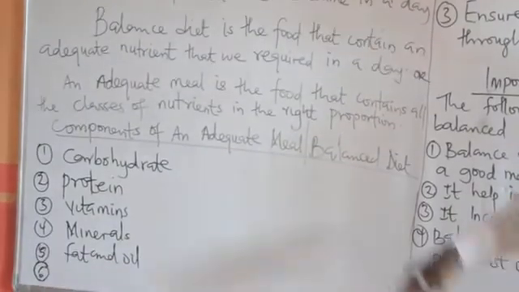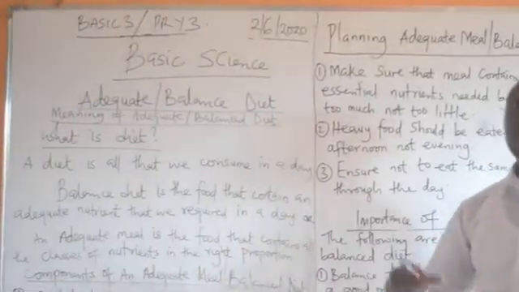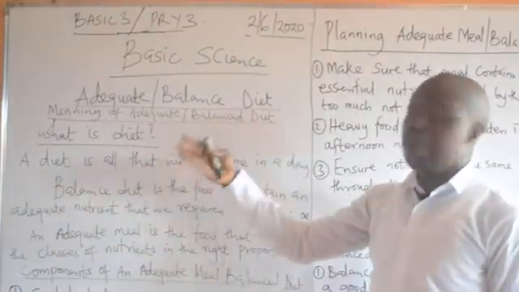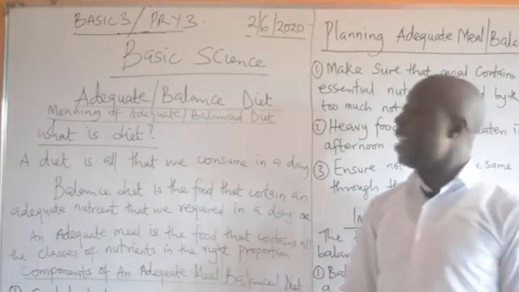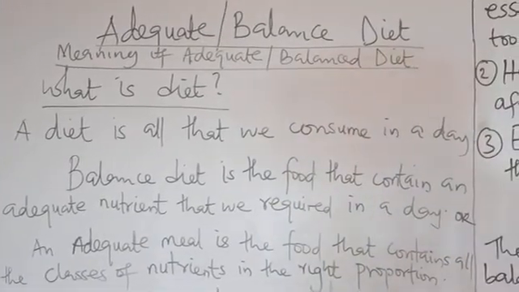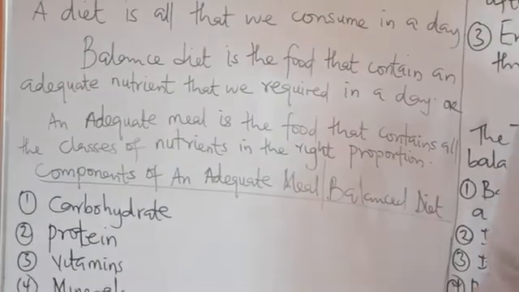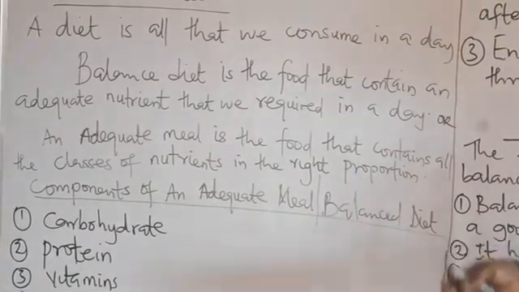What is diet? When we talk about diet, diet is all that we consume in a day. Diet simply means the kind of food we eat in a day. Diet is all the meals that we consume in a day. And what is balanced diet or adequate diet? Balanced diet is the food that contains an adequate nutrient that we require in a day. Or an adequate meal is the food that contains all the classes of nutrients in the right proportion.